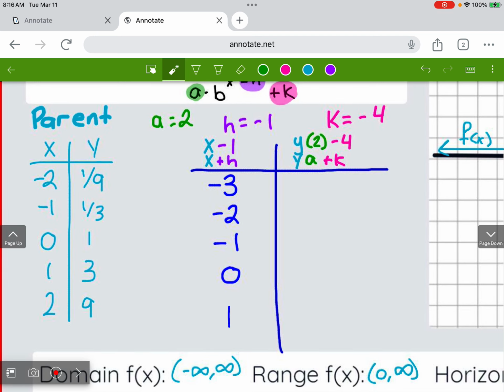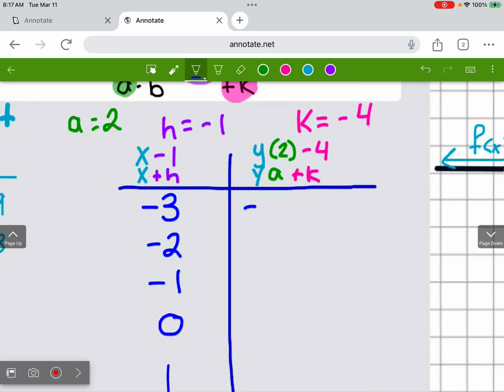For my y's, especially with these fractions, sometimes we do want to use a calculator. It'll make things a little bit easier. You don't have to. We can do it by hand. It's okay. Because we're going to take our 1/9 and put it through this. So 1/9 times 2, that would give us 2/9. And then -4 will give us -3 7/9, or -3.78-ish.